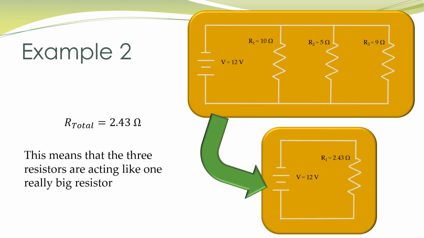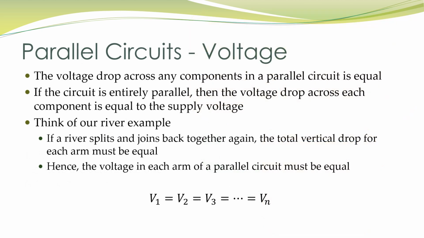Okay, now that I've worked out that my total resistance is 2.43 ohms from the previous slide, it's like these three resistors are all acting together like one big resistor. It's a way of simplifying the circuit just to make it easier for us to see what's actually going on here. Right, that's resistance.